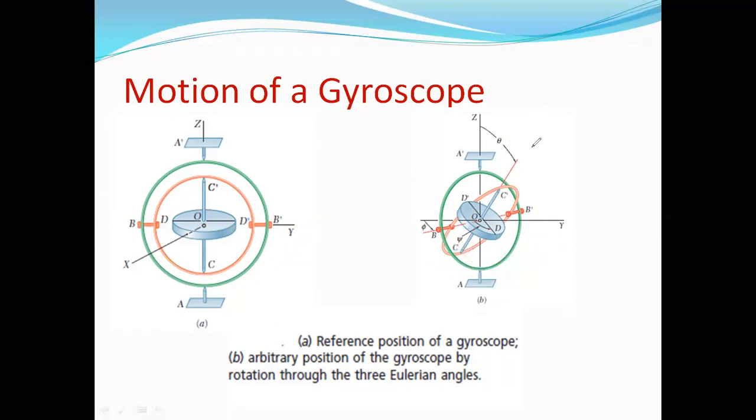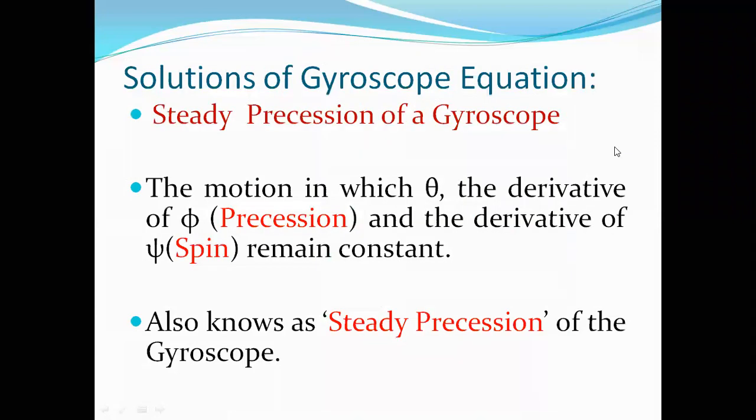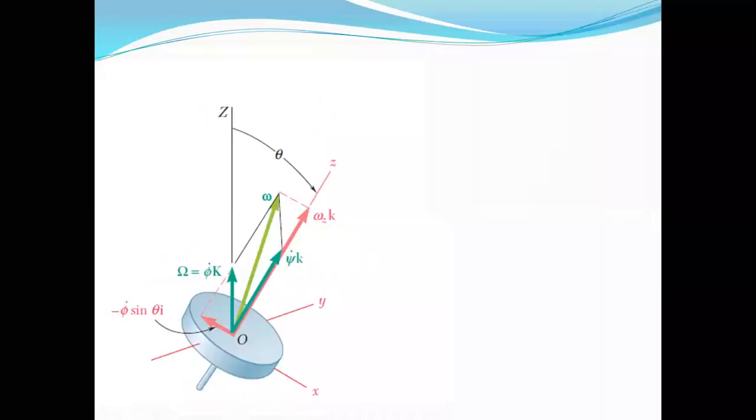So when we talk about the steady precession, as we return to our topic, we are understanding the motion of the gyroscope in which we keep theta constant, the derivative of phi, that is precession, constant, and the derivative of psi, that is spin, constant. Such a motion of the gyroscope is called the steady precession. Now, how does the steady precession look like? That's something very important and, in fact, very challenging.